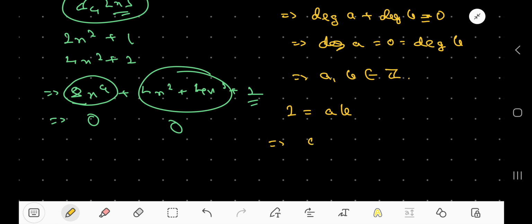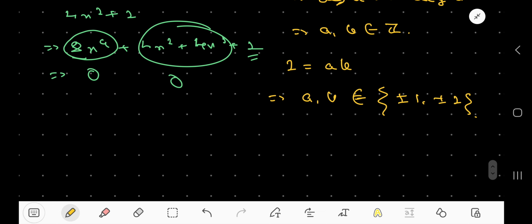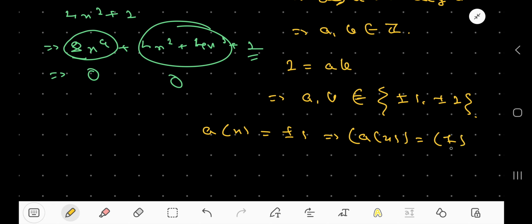So this means that either the polynomial A needs to be plus or minus 1 and correspondingly B needs to be plus or minus 2, and vice versa. So I can simply write that A and B can respectively take the values plus or minus 1 and plus or minus 2. Okay. Now see, A cannot be the ideal generated by plus 1 or minus 1. If A(x) equals plus or minus 1, then the ideal generated by A(x) is the ideal generated by, let's say, 1.